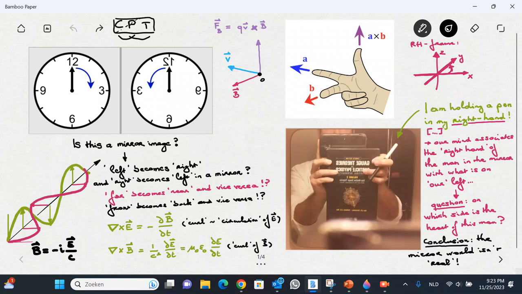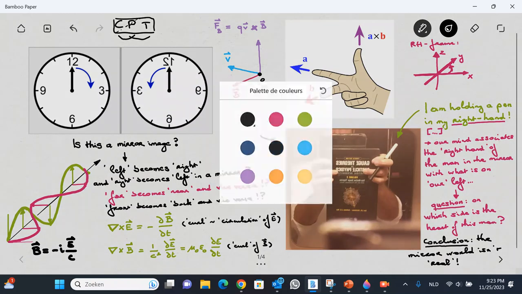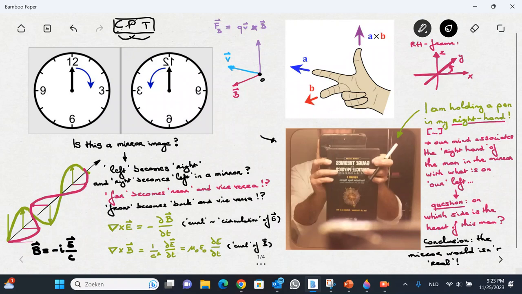Let me clean up my notebook a little bit, as far as I can do it. I can't go back all the way, apparently. It's funny, when you Google a mirror image, you will find most of all that left becomes right and right becomes left in a mirror. Maybe. I have here a real mirror image of myself with a book. So I will explain and talk about that mirror image and ask you to think about it. Well, you might think that left becomes right and right becomes left.